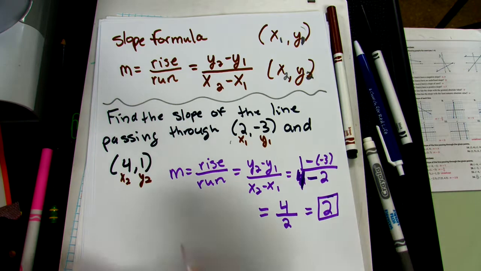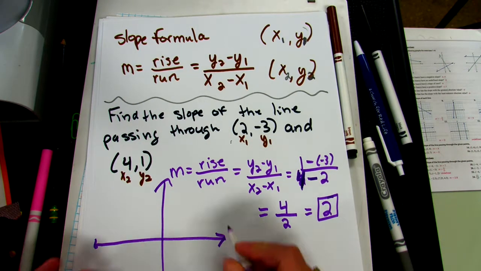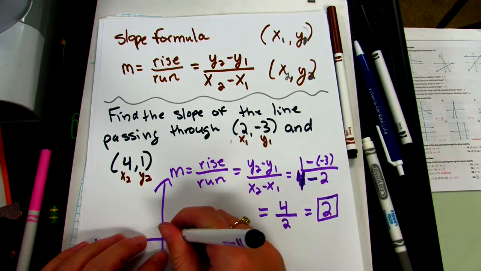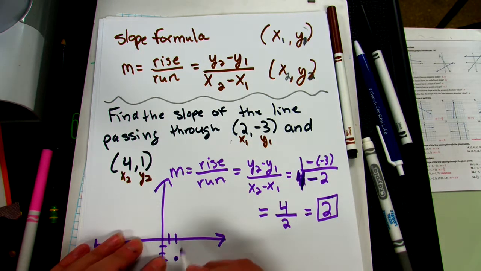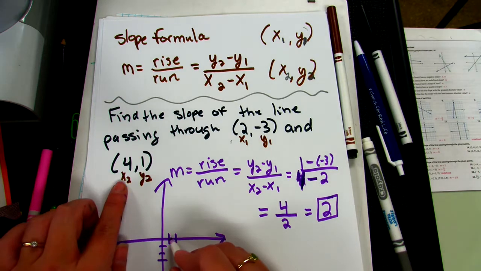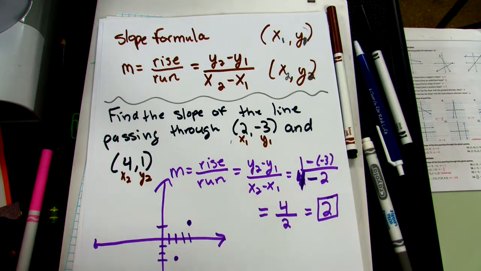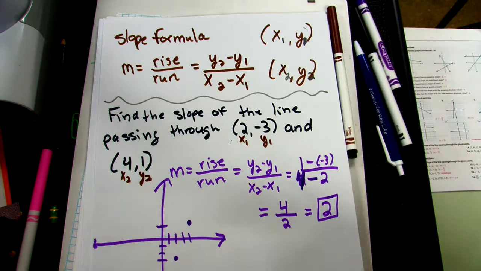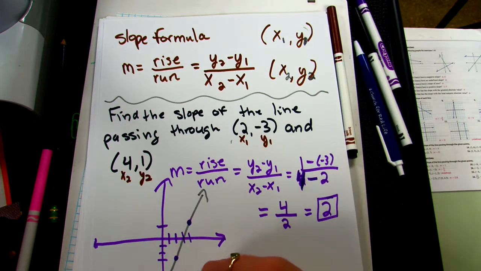Okay? And we can verify that if we were looking at the graph. So we have the points (2, -3). So 1, 2, 1, 2, 3. So we have a point here. And then we also have a point at (4, 1). So 1, 2, 3, 4, up 1. So we have a line passing through those 2 points, right?